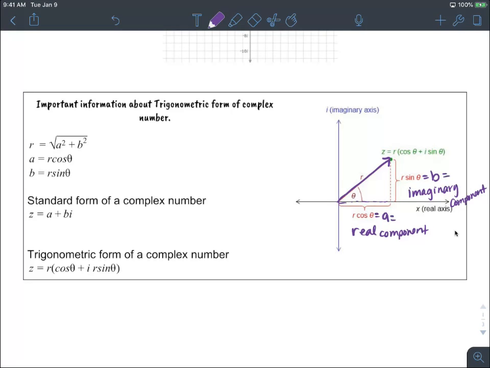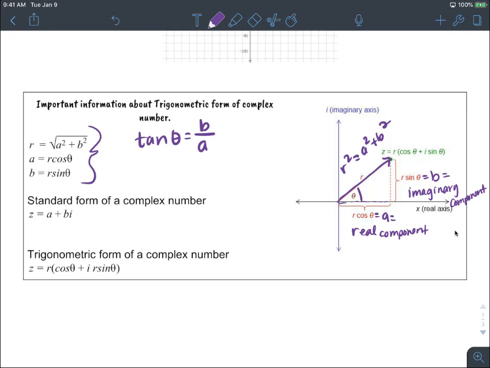Okay, so these are really important to remember, that r squared is equal to a squared plus b squared. I went ahead and just solved for r over here. Our a is really our x, it's equal to r cosine theta, and b is equal to r sine theta. I think another thing to remember is that our angle theta can be described by tangent. So the tangent of theta is equal to the y, which we're going to call b, over a.